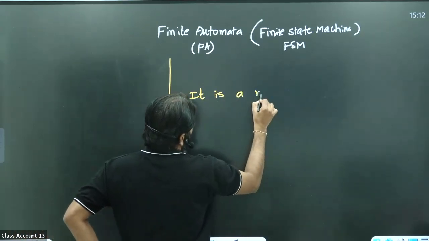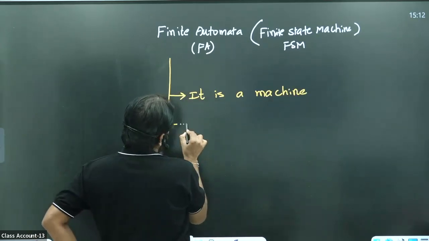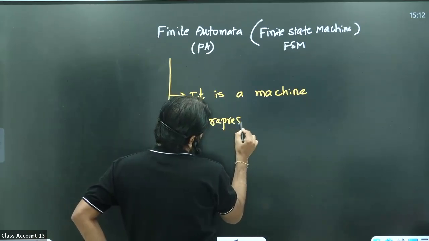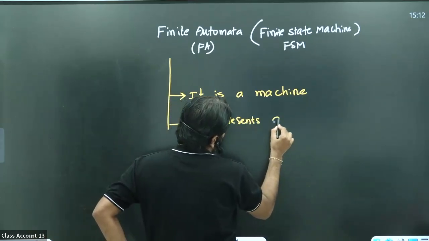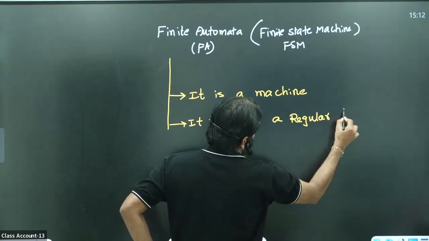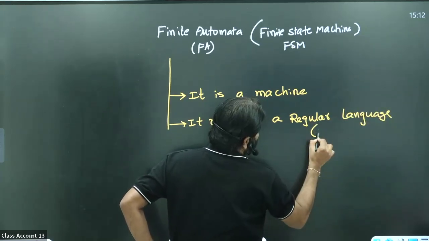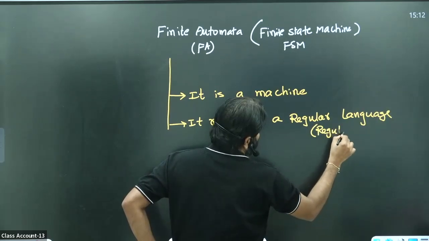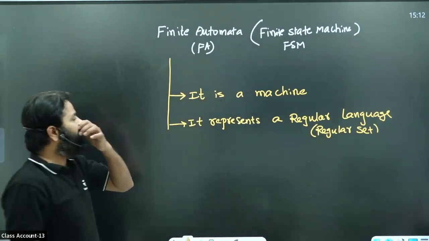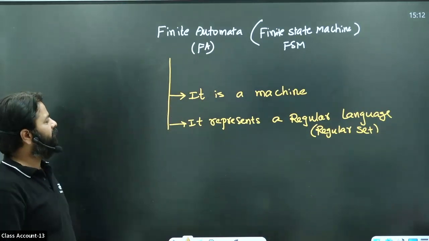It is a machine that represents a regular language. Regular language, you can also call it a regular set, because another name for language is set. Finite automata, also called a finite machine, represents a regular language.